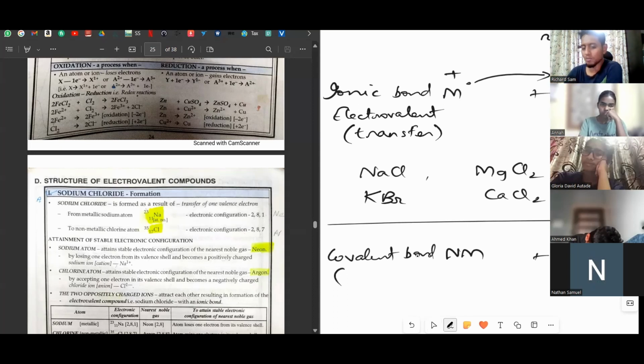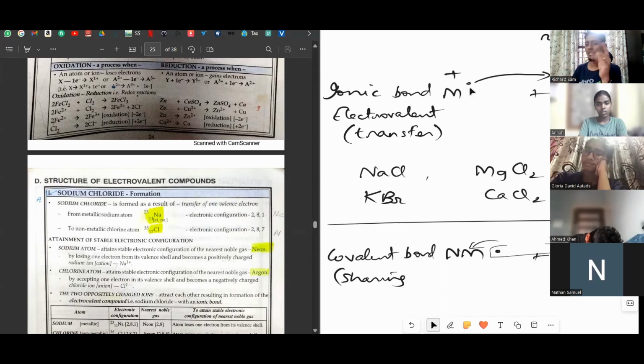Anyway, the bond here is formed by sharing of electrons. Both of them will share. If one non-metal shares one electron and the other non-metal shares one electron, those two electrons belong to whom now? Those two electrons which took part in the sharing belong to both the non-metals. They belong to this non-metal and also to the right side non-metal. So whatever is shared belongs to both.